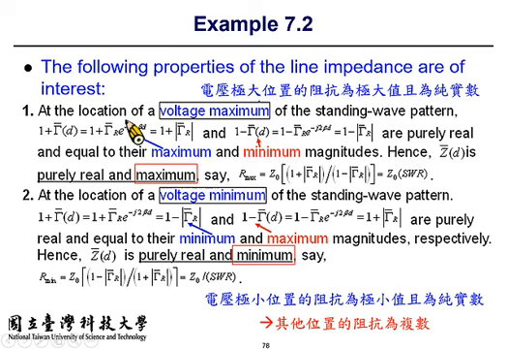At the location of a voltage maximum of the standing wave pattern, gamma d is a pure real number, so this is the condition to have a maximum voltage. The maximum voltage equals 1 plus gamma r.